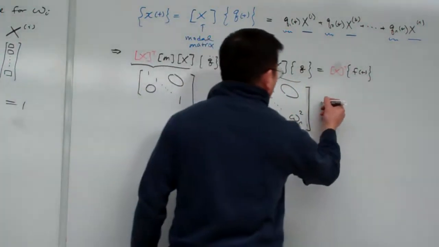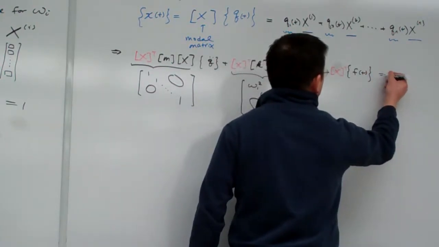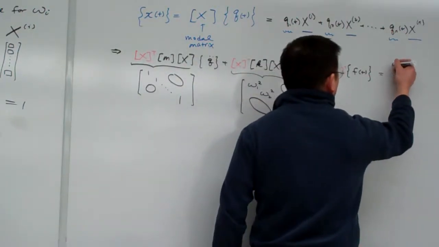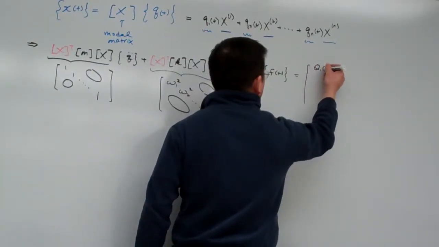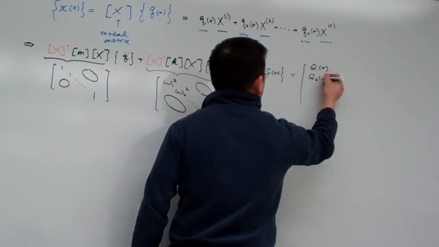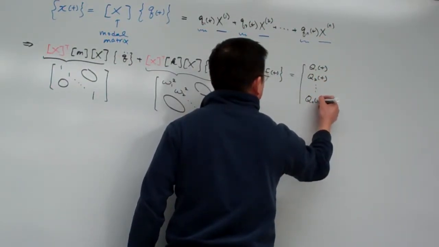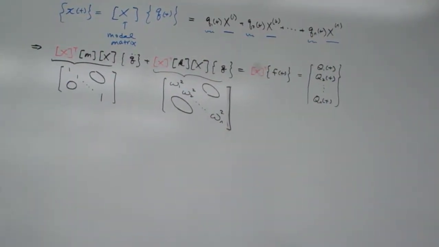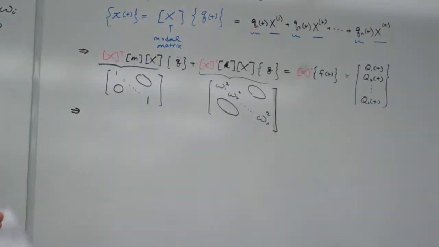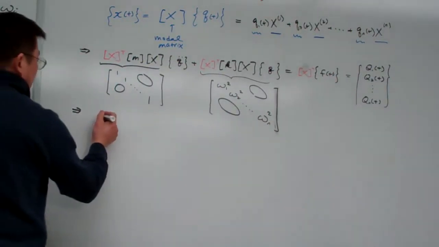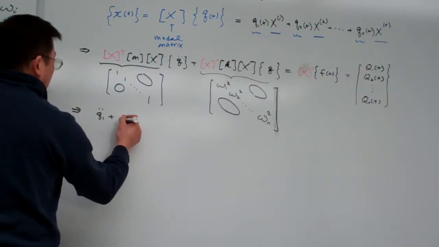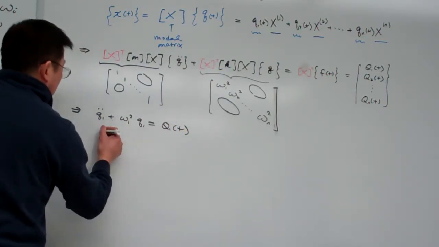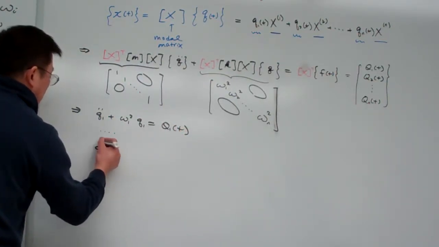Okay, so this one, basically here, this one is a matrix multiplied with a column vector. So that one is a new column vector. Let me define it as Q1, Q2, etc., Qn. So therefore, in such case, you see this one is what we call the decoupled system. We have q1 double dot plus omega 1 squared q1 equal to Q1, and so on, qn double dot.